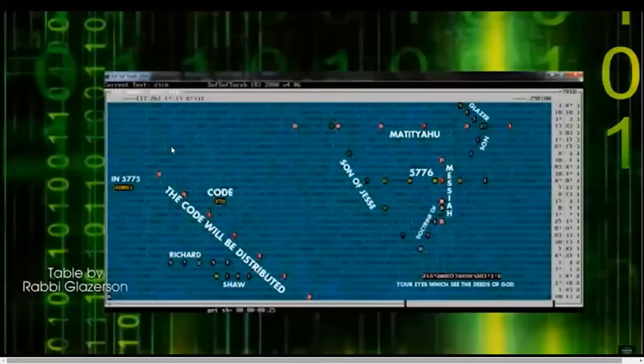Here's one that Matityahu Glazerson keeps looking up my name in Pinlight in the tables. He keeps finding stuff. I don't ask him always to do this, but then when we released the film in 5775, he found the keywords, the code will be distributed. And then right under it is my name. And he goes, well, that's really significant because your whole name came up. And then off to the right, it says, son of Jesse. And then over here, doctrine of Messiah, Glazer, son, Matityahu, his name is in there. And then the cool thing is at the bottom where it says, your eyes which see the deeds of God.